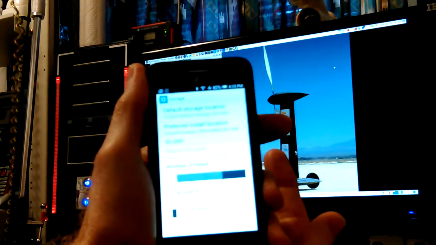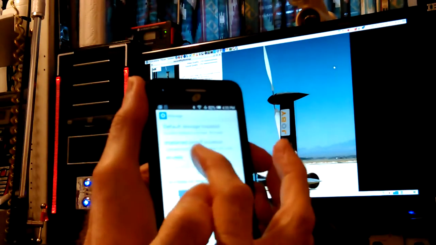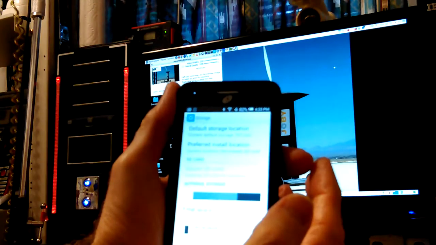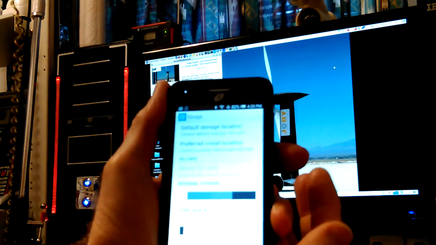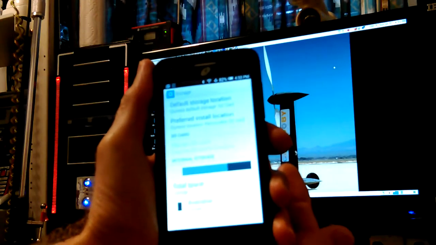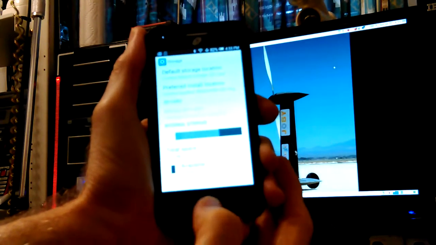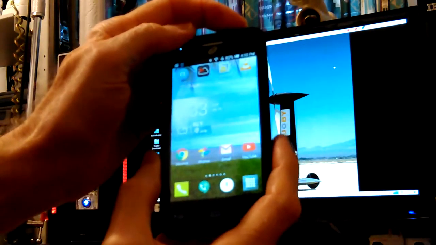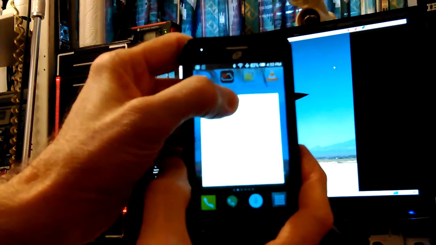But you know what? It says preferred storage SD card, but guess what? It's not showing up. Mount SD card is not highlighted. You can't do it. So I'm going to get all the way out. Right now, it looks like I've got no SD card showing up. I'm powered off.